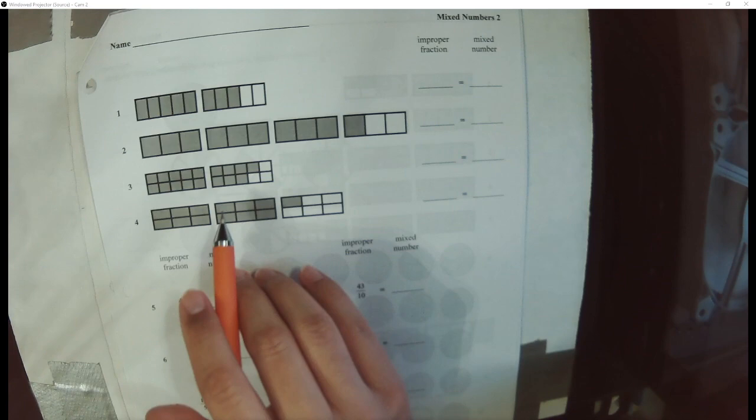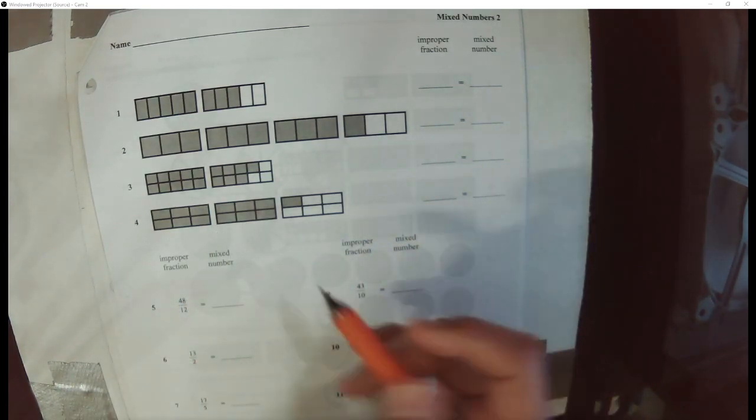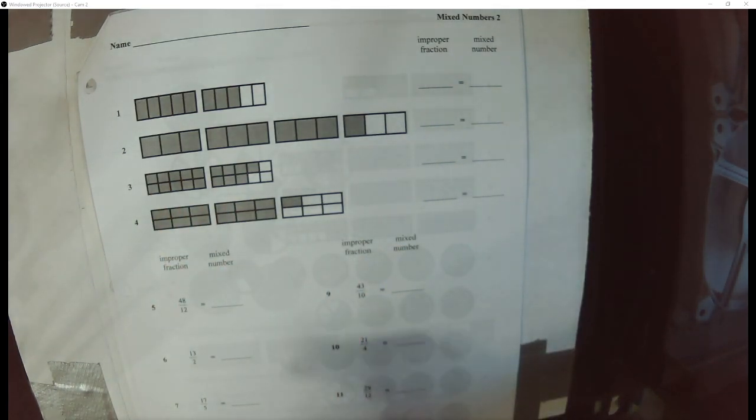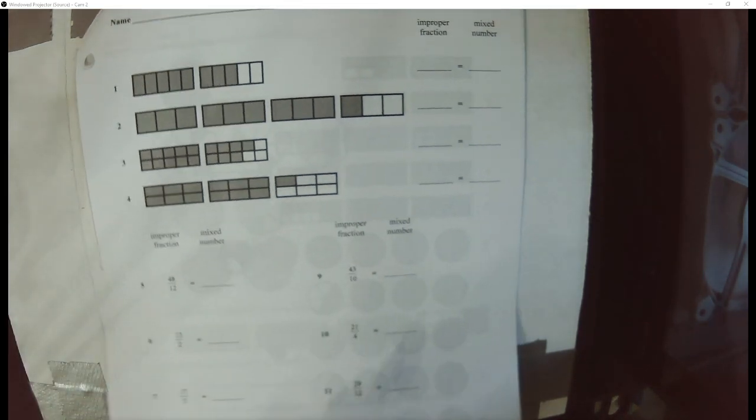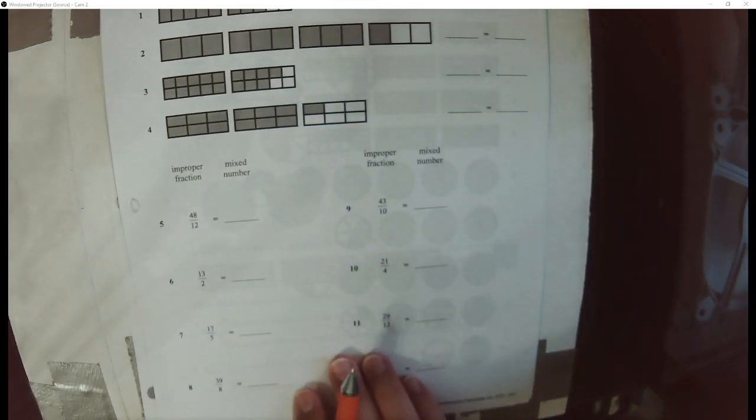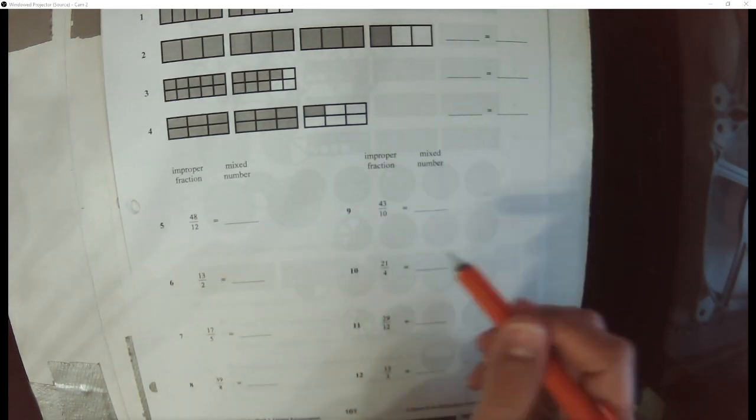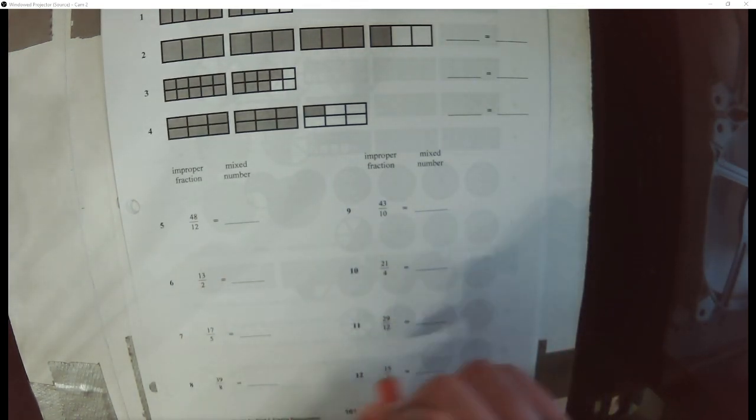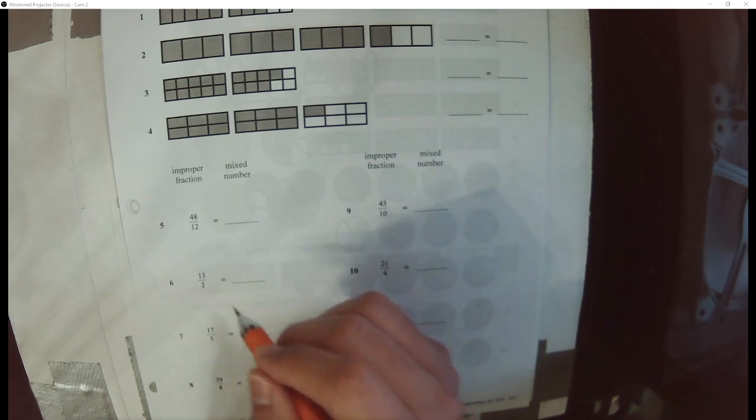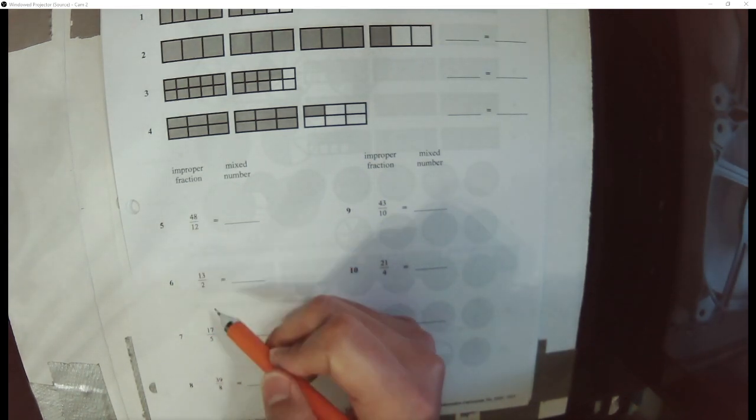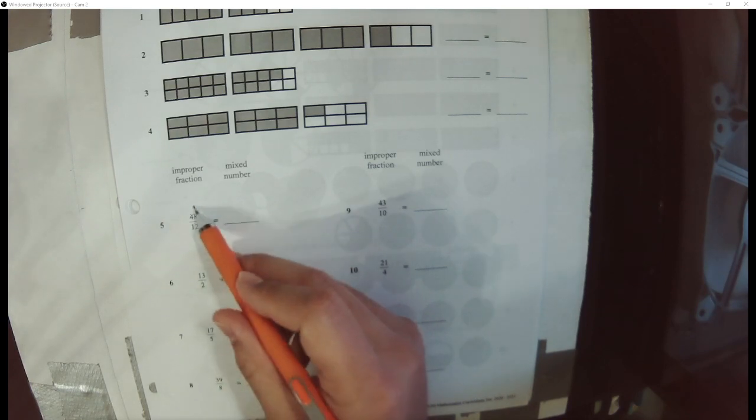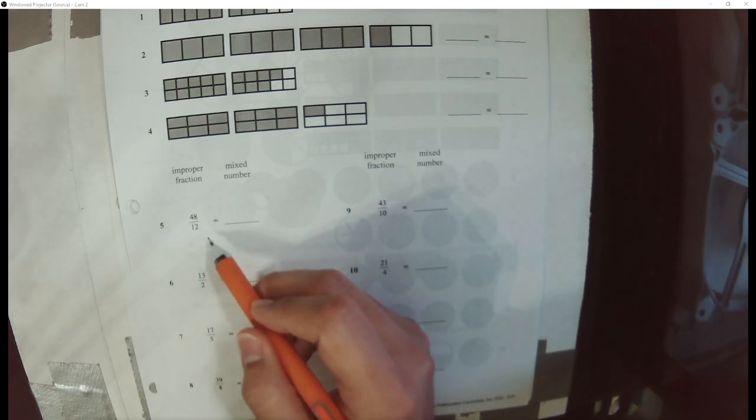So in some problems, like these ones up here, you'll have a model to look at and you're able to count all the pieces to change between an improper fraction and a mixed number. But that isn't always going to be the case. So what we're going to do on the bottom of this page is practice changing from improper fractions to mixed numbers using just the fraction.